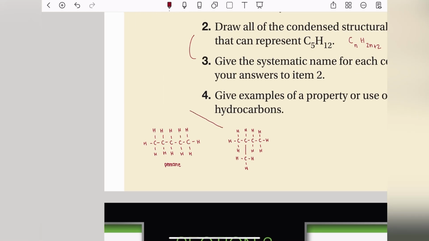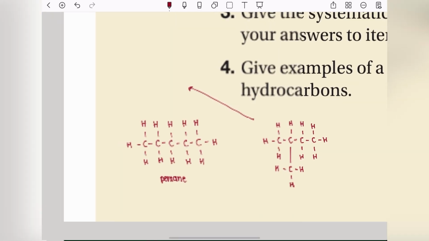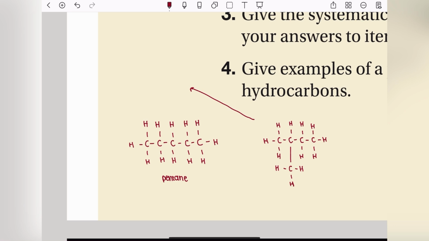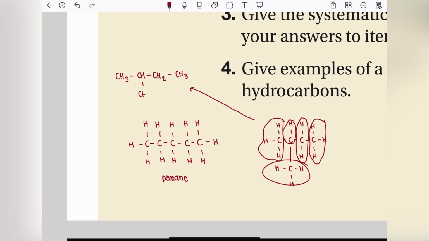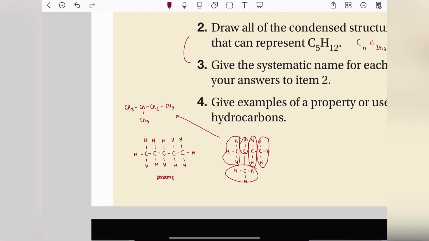To make it easier to name it, we can redraw it a little bit to make it easier for our eyes to process it. So this is CH3, and then it's bonded to a CH, a CH2, and a CH3. And this over here is another methyl group. Okay, now it's easier to name.